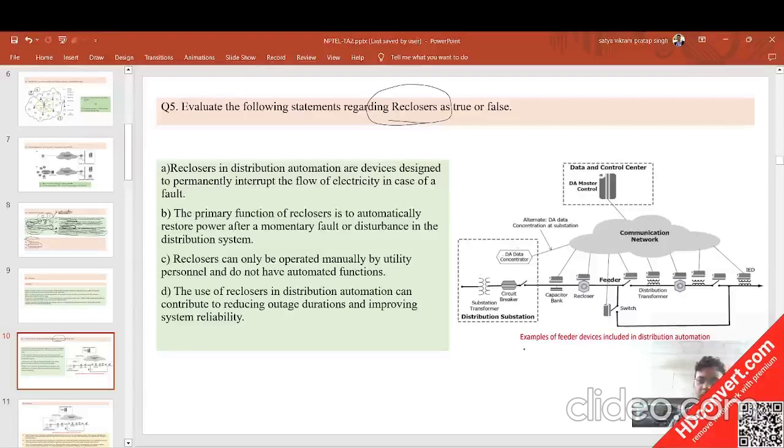As you can see in the figure, on the right side there is a recloser, and it is connected on the feeder itself, before the distribution transformer. The system is connected to this distribution transformer, then to the electronic devices, and in parallel it is connected to one switch also. So the recloser is connected on the feeder before the distribution transformer. So try this question.